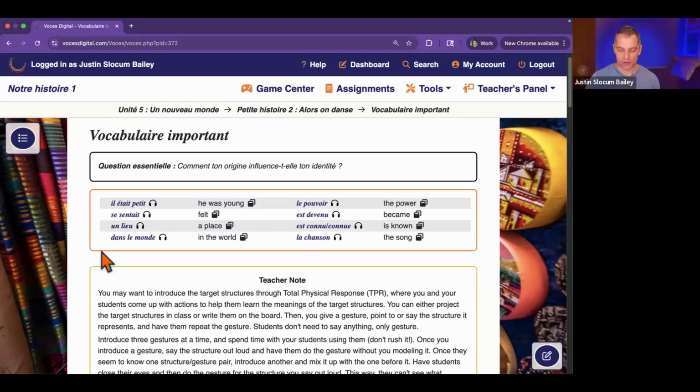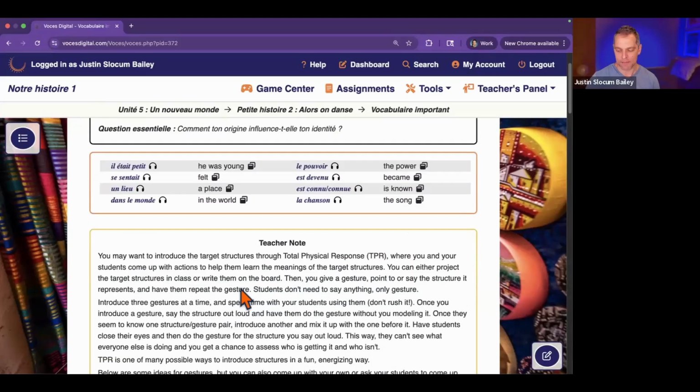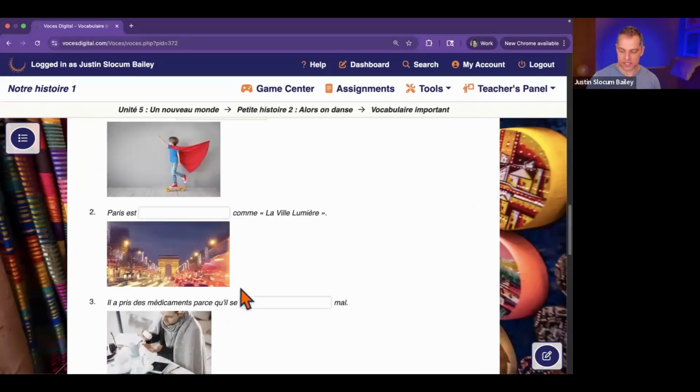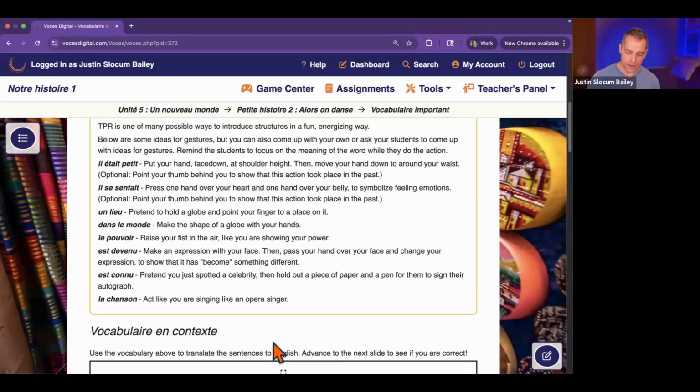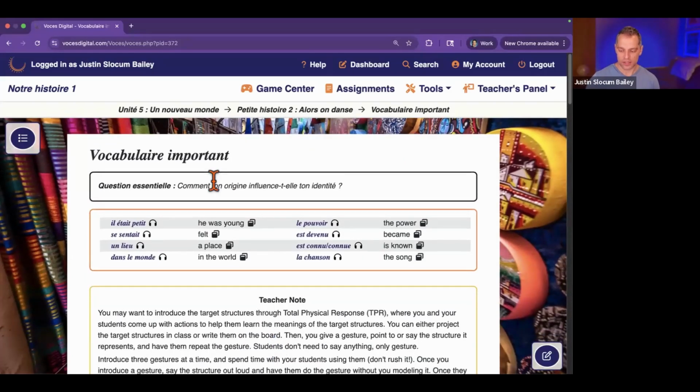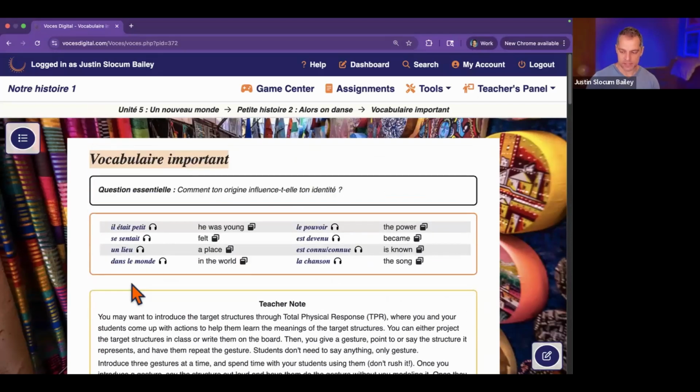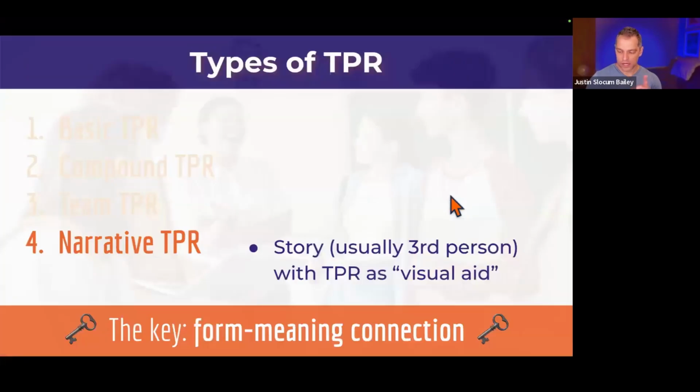It will usually give you one for every single expression here, but for me personally, I would only pick the ones that seem to lend themselves best to TPR to teach in that manner. The same page has lots of other ways that students can engage with that new vocab, but I wanted to make sure you knew that it's on that important vocabulary page for every single short story that you can find some TPR tips.